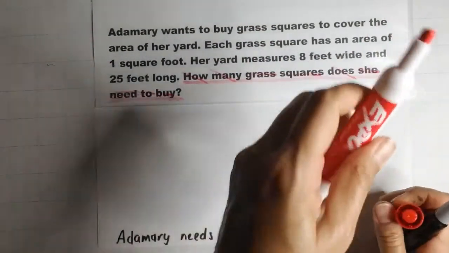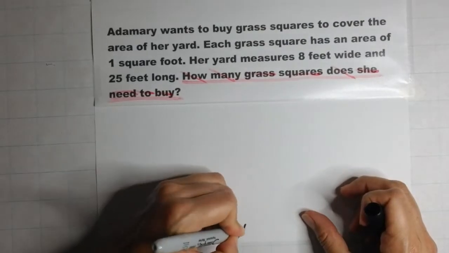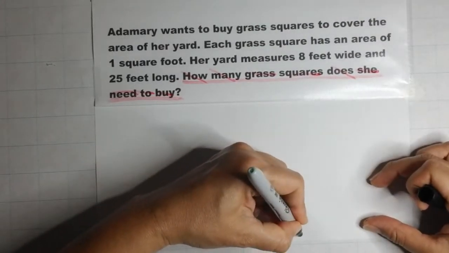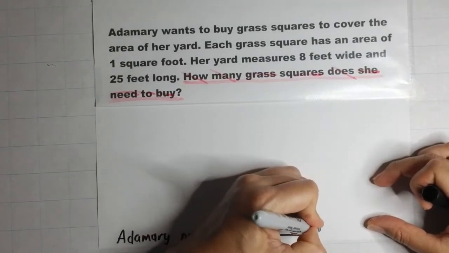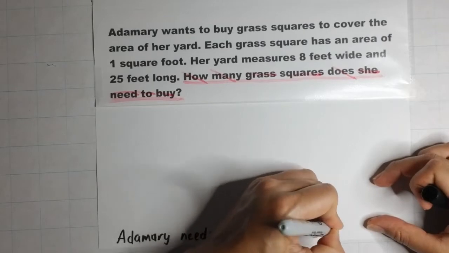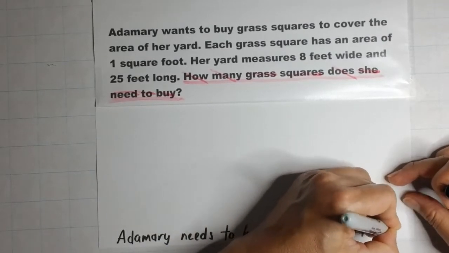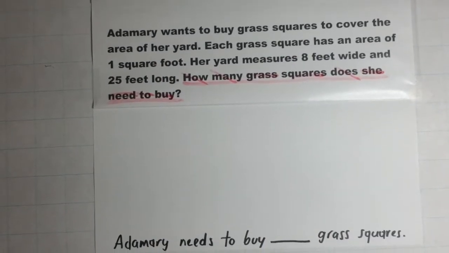So I'm going to write that down. Adamari needs to buy. Then I'm going to leave a space, a blank, for the answer, and then the rest of the sentence, grass squares. Now I have my answer statement. I can start focusing on my problem again.